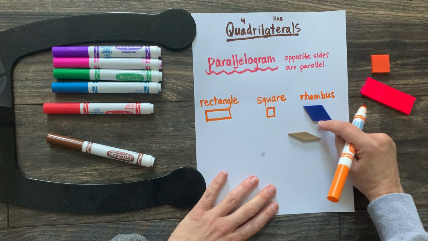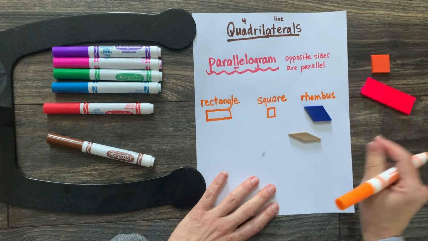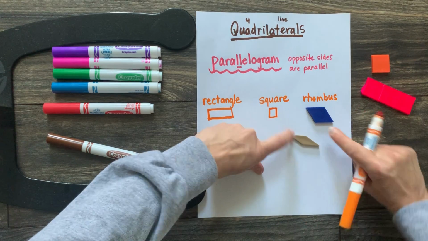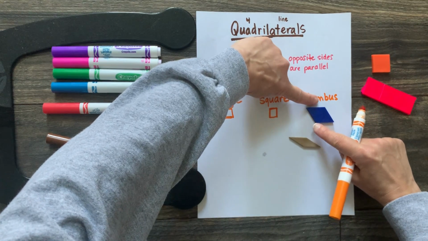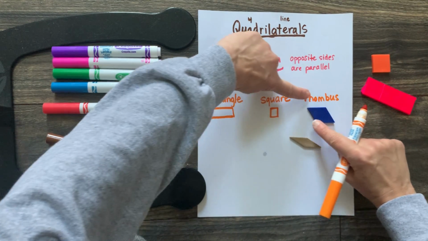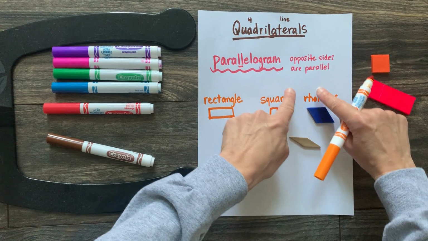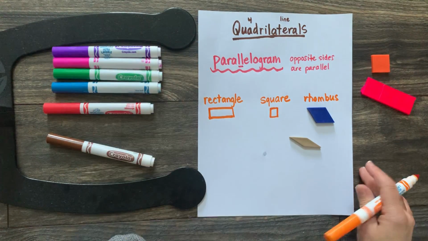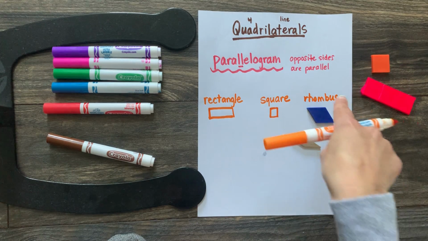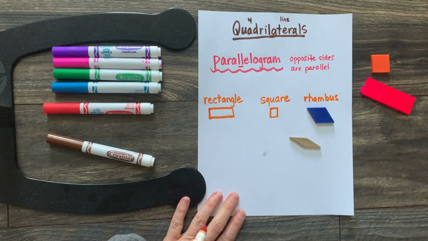This side is parallel to this side, and this side is parallel to this side. Same here, parallel, parallel. If I were to run my fingers and just keep going on and on, my fingers are never going to cross. If I were to go this way and keep going on and on, they're never going to cross. That's what makes opposite sides parallel, and these are all parallelograms.